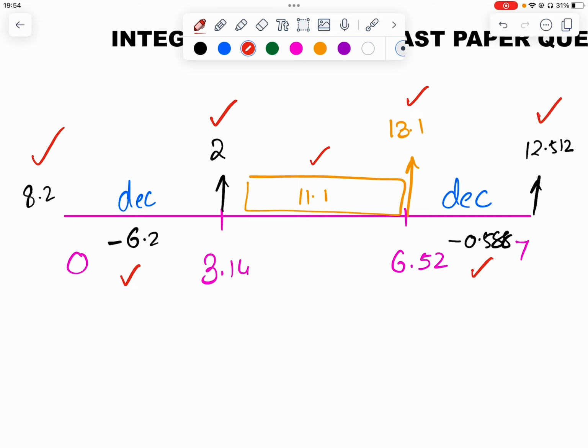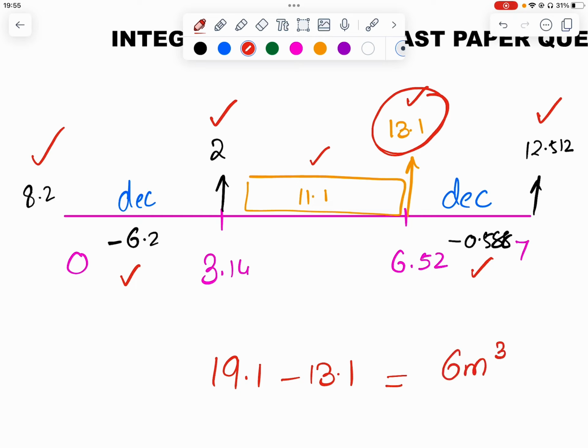So now the empty space. What's going to be the empty space? The maximum is what we got, 19.1. And the maximum it could reach is 13.1. So the volume of the minimum empty space is going to be how much? 6 meter cube is going to be the minimum empty space. That's going to be the answer.